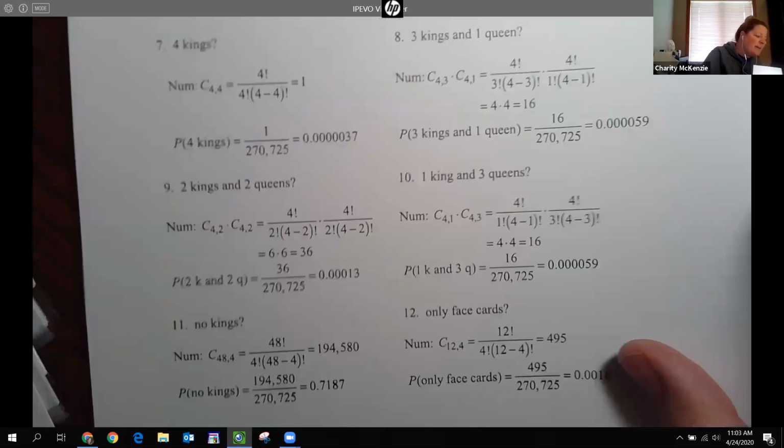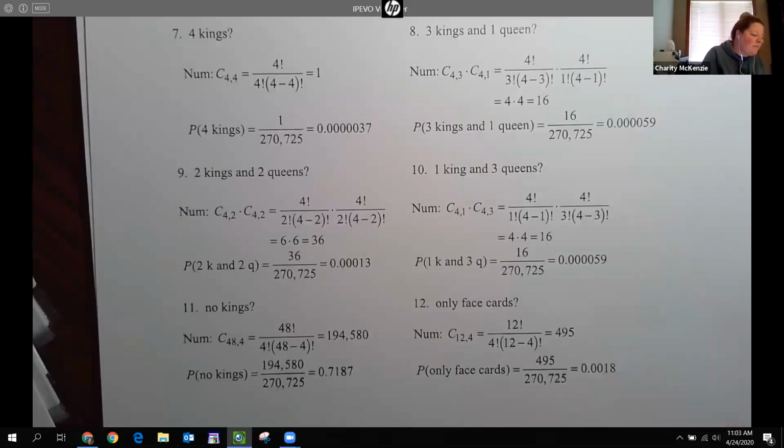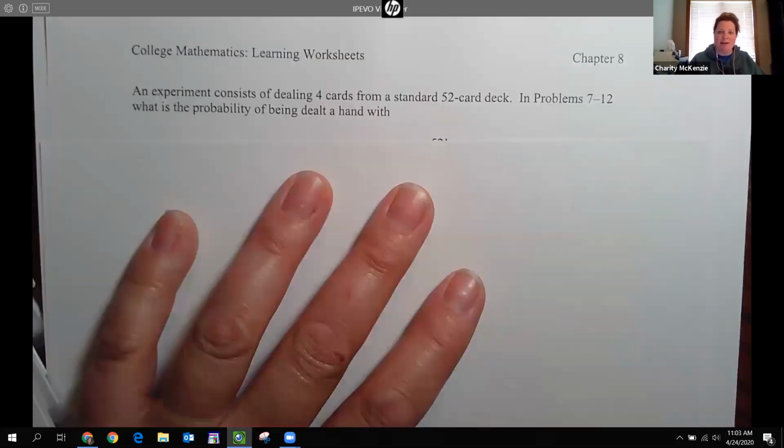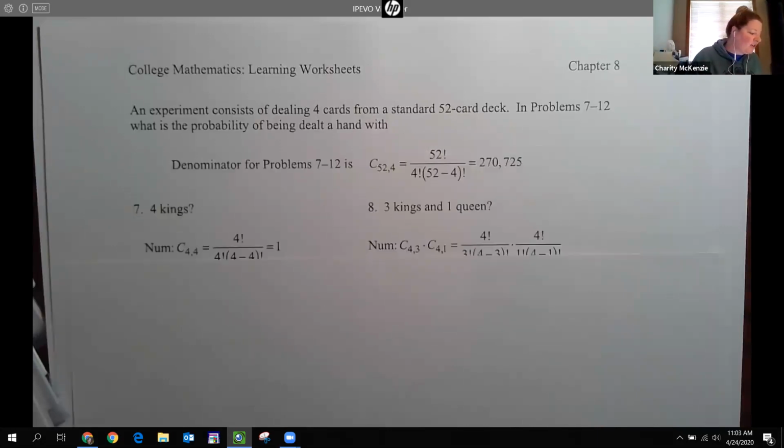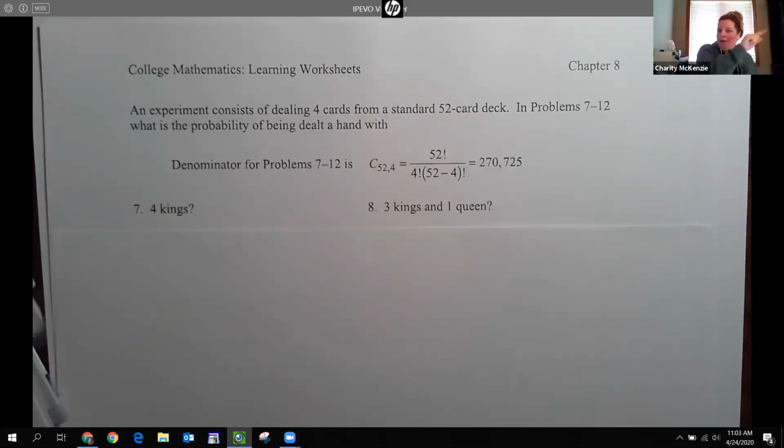Okay, an experiment consisting of dealing 4 cards with a standard deck of 52. So maybe I should move it to where you can read it. There we go. So an experiment consists of dealing 4 cards from a deck of 52 cards. So getting harder. I'm going to deal you out 4 cards, right? We still have 52. Let's look at this first one here. What is the probability that you just got 4 kings? Man, that would win you some serious money in Vegas.